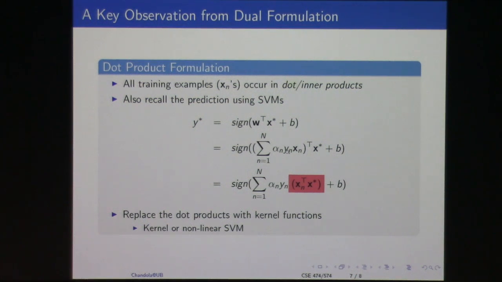Another cool thing about this is that, if you remember from last time, not all alphas are useful. The only alphas that are useful in support vector machines are the alphas corresponding to the training points that lie on the margin or inside, basically the support vectors. Typically, when you learn support vector machines, you get very few support vectors, which are the ones that define the margins. Everything else is useless.